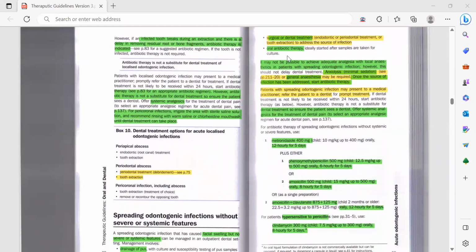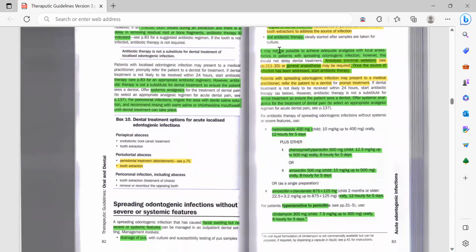Then the third point is you need to prescribe the oral antibiotic therapy, ideally started after samples are taken for culture, because here there is facial swelling, so this is the additional point that you need to do.